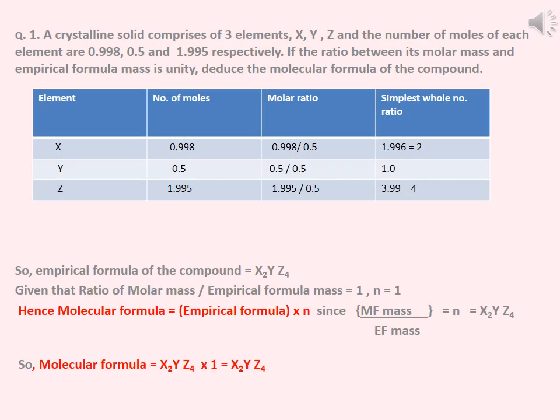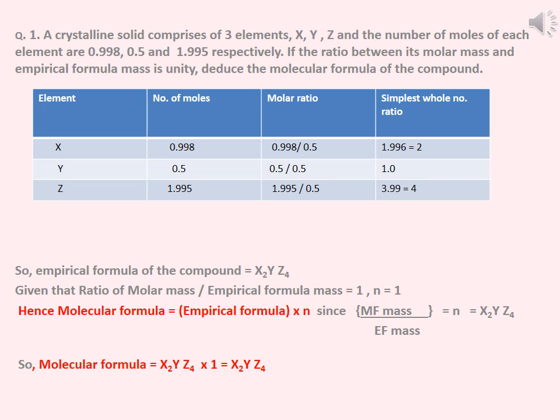Question 1. A crystalline solid comprises three elements X, Y, Z, and the number of moles of each element are 0.998, 0.5 and 1.995 respectively. If the ratio between its molar mass and empirical formula mass is unity, that's 1, deduce the molecular formula of the compound.